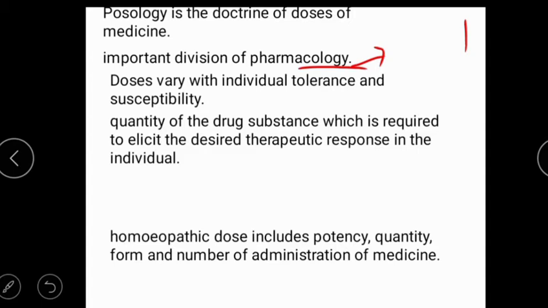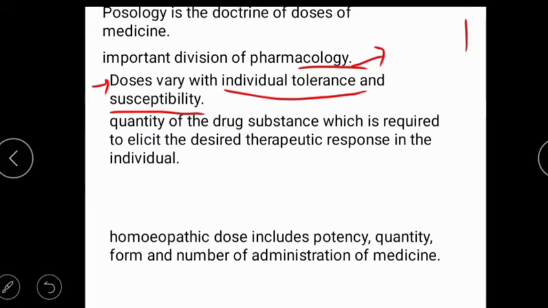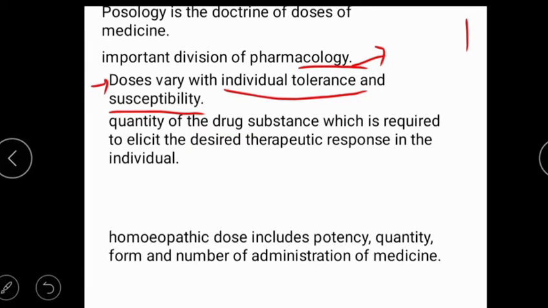Another point mentioned in the introduction is how we give a dose to a person or an individual. It mainly depends upon the individual's tolerance and susceptibility. What does it mean? Doses are given according to tolerance. If a person has more tolerance, then we give a higher power of dose. It varies according to the system of the principle.